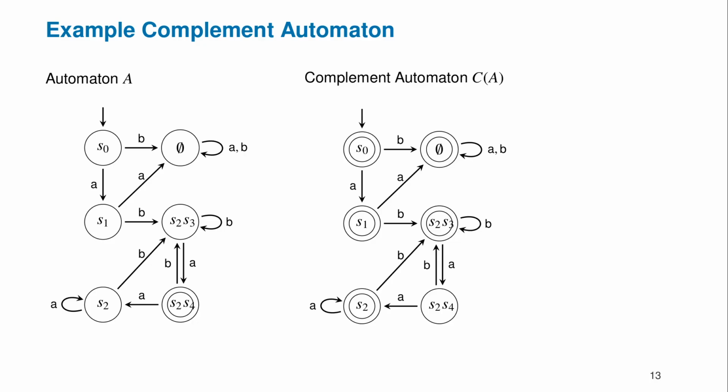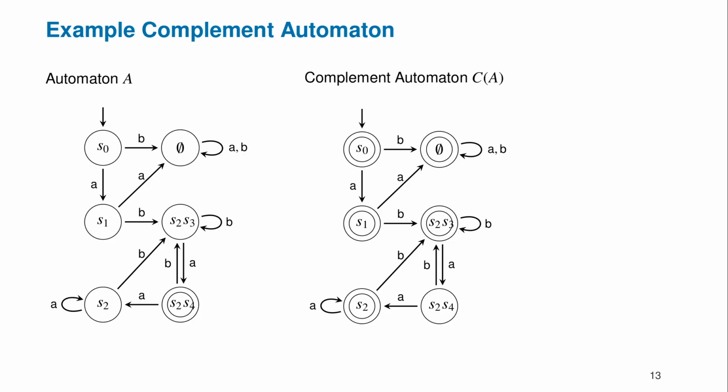So we have at least ABA in the language as the smallest words, but there are other words as well. And now we can check if we can have this word ABA in the complement automaton.